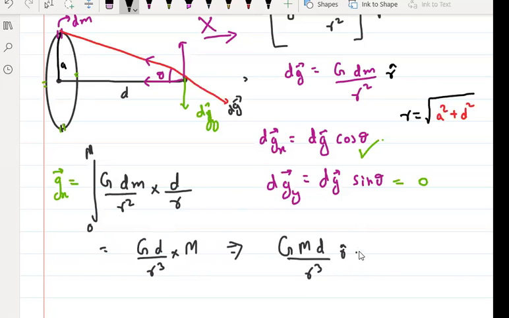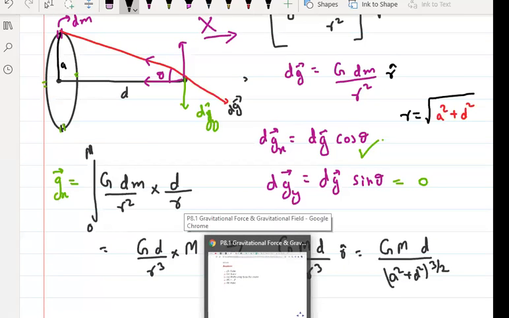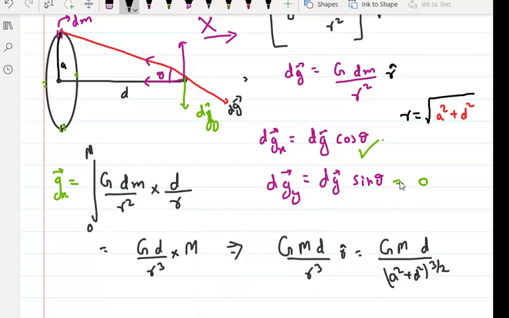So this is the simpler one, into r cap. Now if you think, it is basically this: G capital M d by (a square plus d square) to the power 3 by 2. Right, everyone? I hope all of you remember this formula. Tell me yes or no. Understood this? You just have to remember this formula, and this is r cap. Clear?